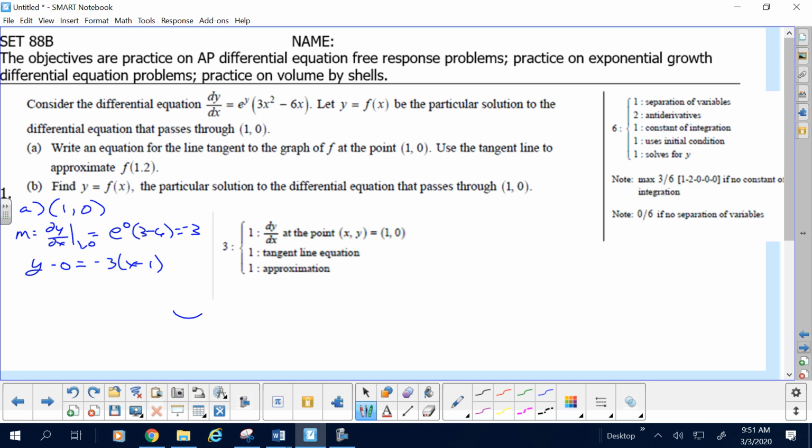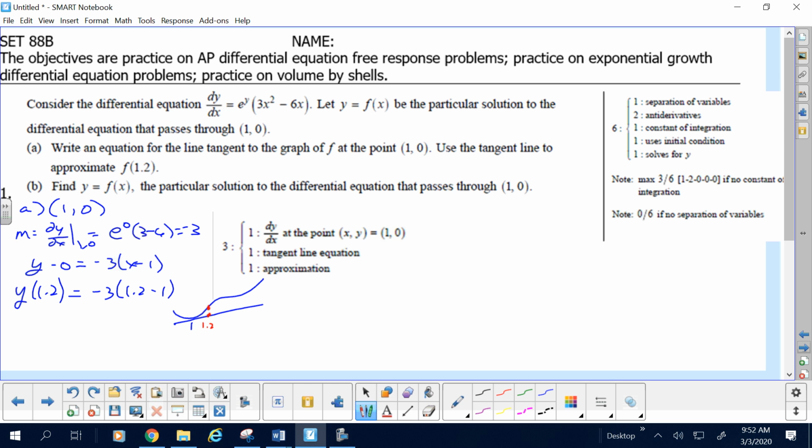Remember, you have some funky curve, you found a tangent line at 1, and the idea is at 1.2, which is close by, the two y values are probably pretty close to each other. So your tangent line is a good estimator, right? You could do this two ways. You could just say, I never even said y, I just said y at 1.2 is this.